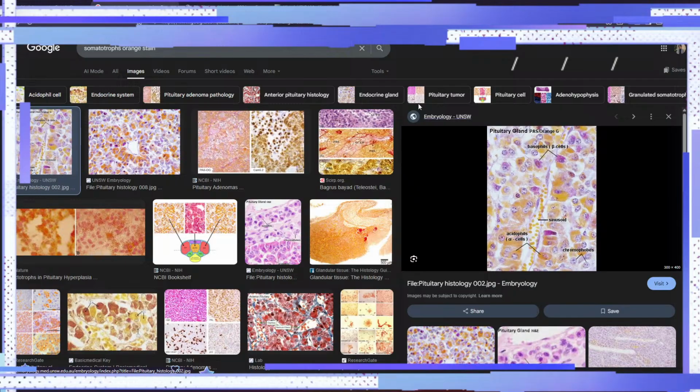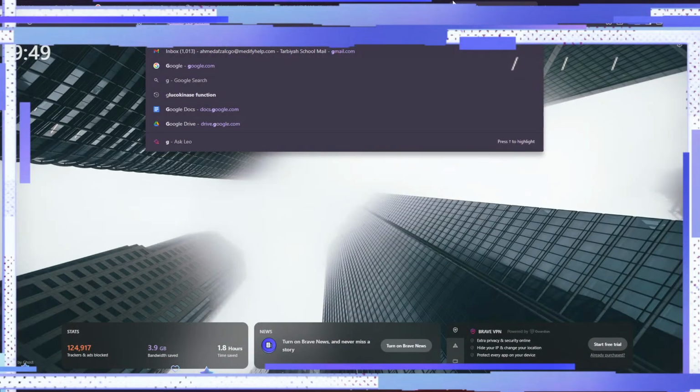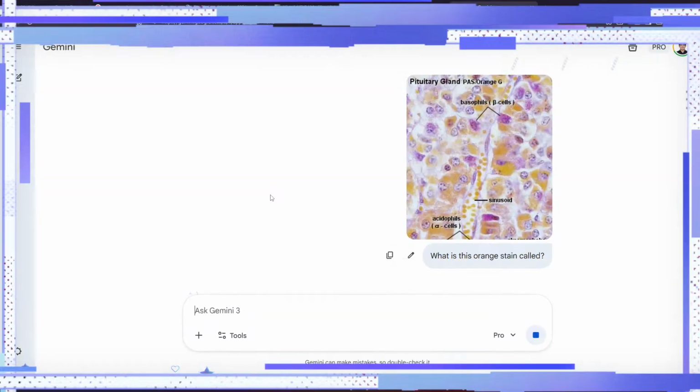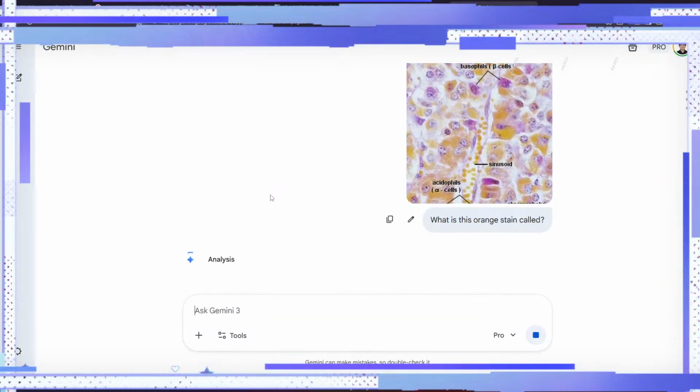Why don't I plug this into my friend Gemini and ask it what it thinks? What is this orange stain called? Fair enough question, right? Let's see what it comes up with.